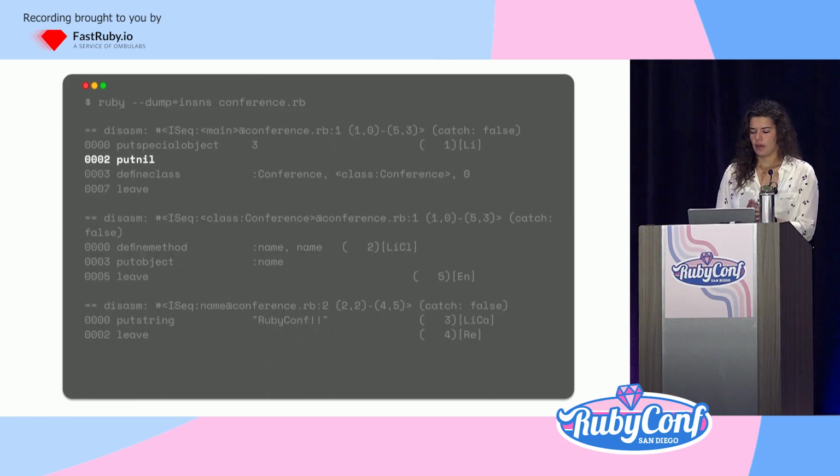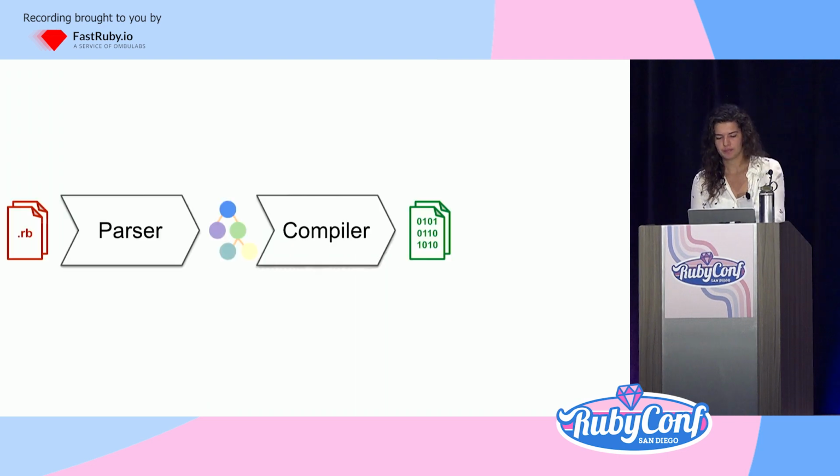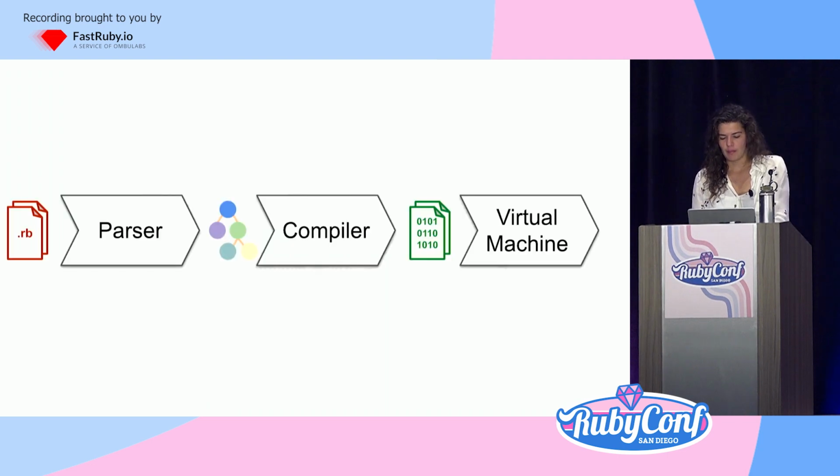I wanted to call out this first one here you might have seen: put nil, right? What does that even mean? Put nil where? What are we doing? What is happening? Why is it relevant? Yeah, and we'll get into that in a moment.